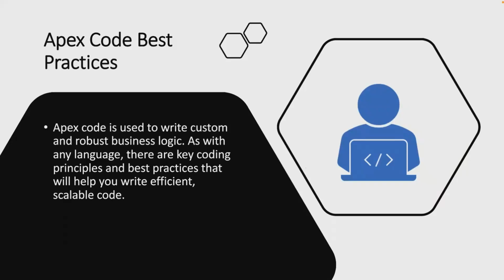So first of all, what are Apex code best practices? Apex code is used to write custom and robust logic, as in any language. There are key coding principles and best practices that will help you write efficient and scalable code. Following best practices helps in writing efficient and scalable code in any programming language.